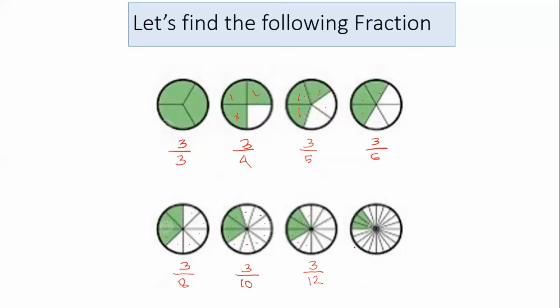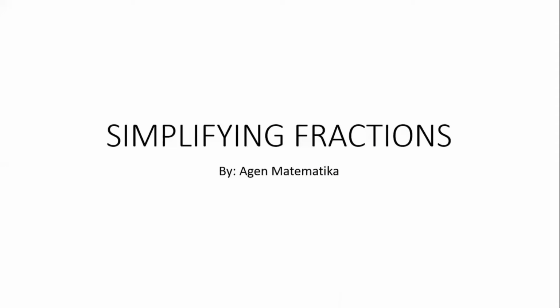The last one: 1, 2, 3, 4, 5, 6, 7, 8, 9, 10. This one is 20. So the denominator is 20, and the parts that we shade are 3. We have 3 parts. So here the fraction is 3 over 20. It is very easy, right? For the next one, we're going to discuss simplifying fractions.